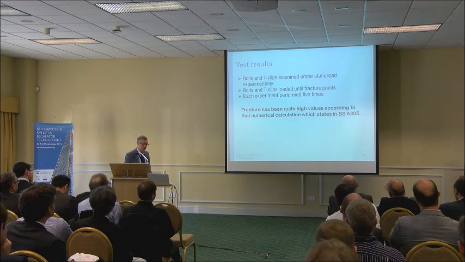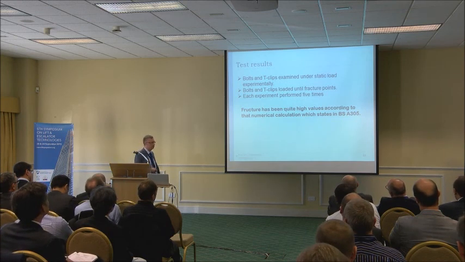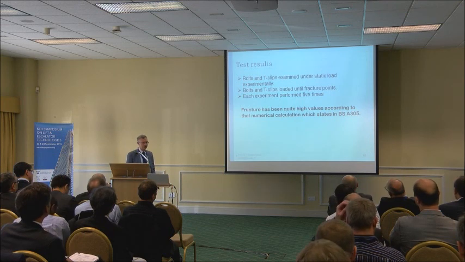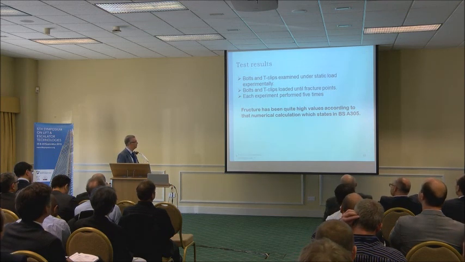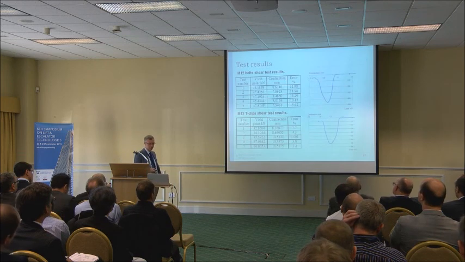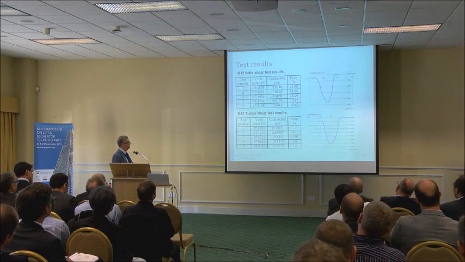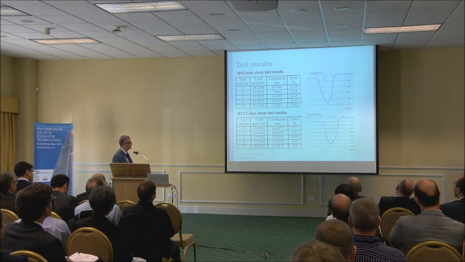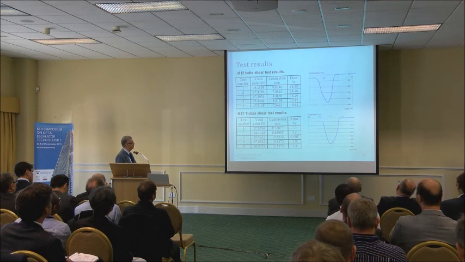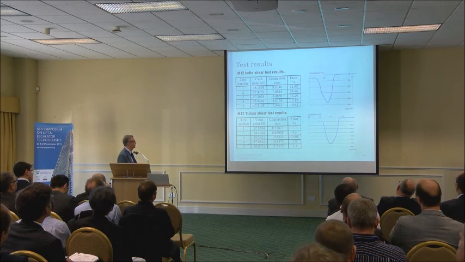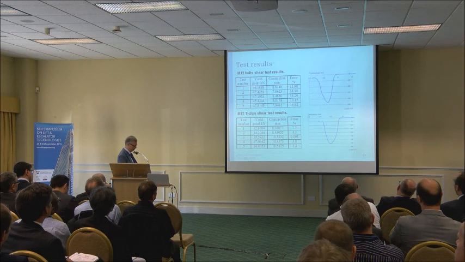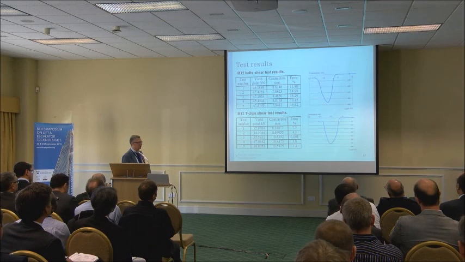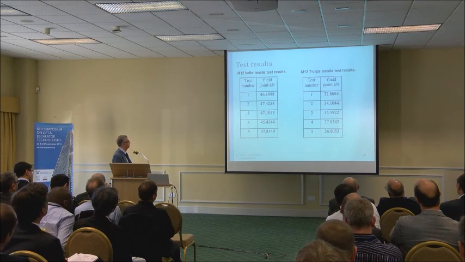And if we look at the test results, we examined under static load separately, and we loaded until the fracture points, and we repeated 5 times. And we get this table, and we get this graph, which shows the bolt and T-clip shear test results. These errors come from comparing with the mathematical calculation. Some of them are quite similar, but we have some differences when we compare the results.